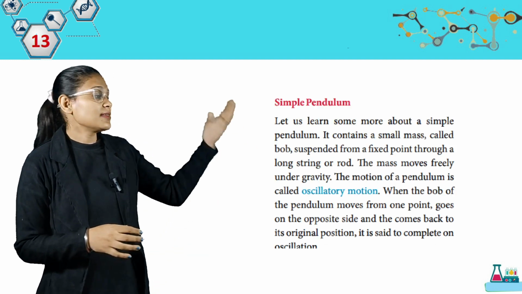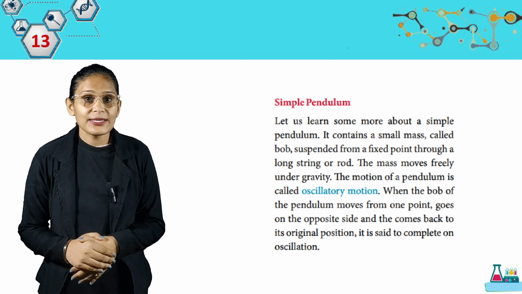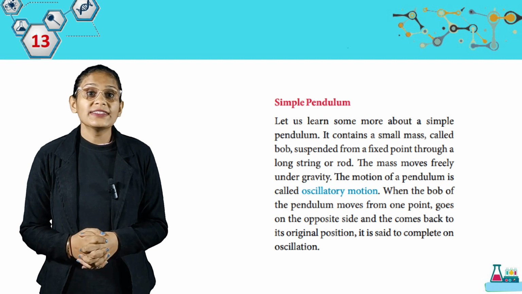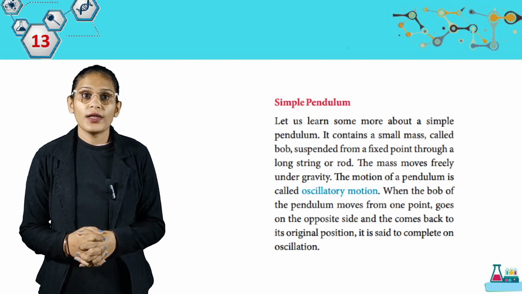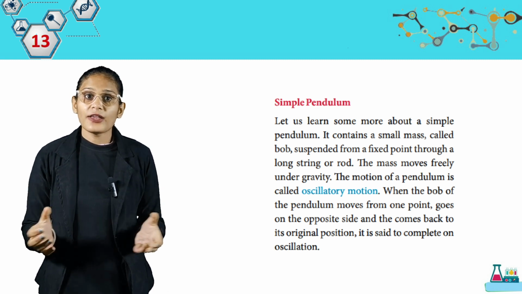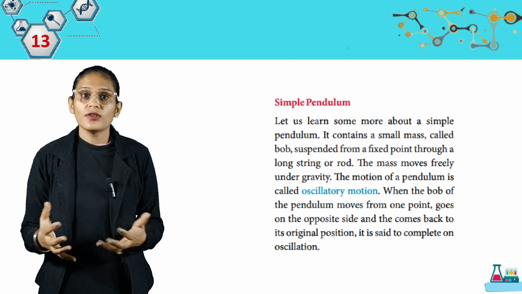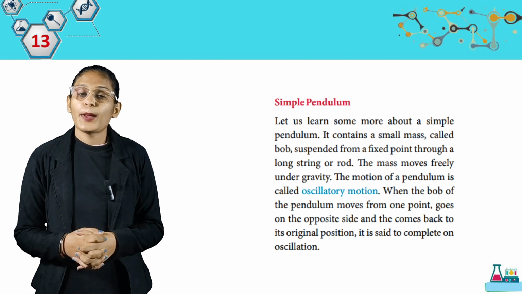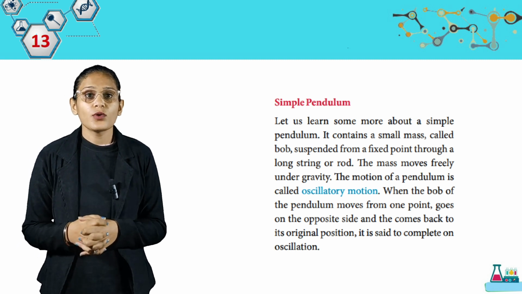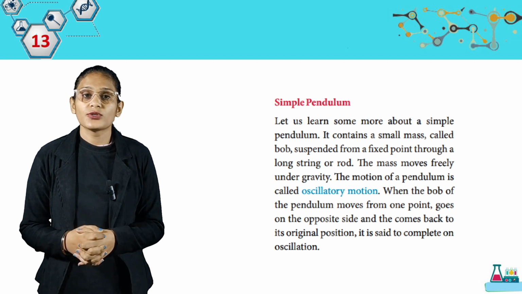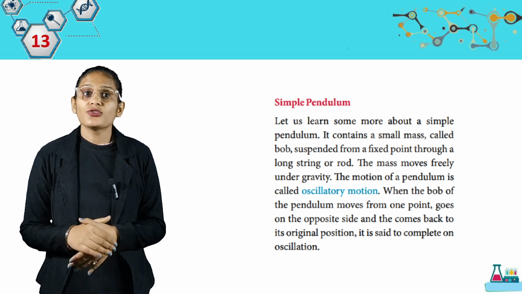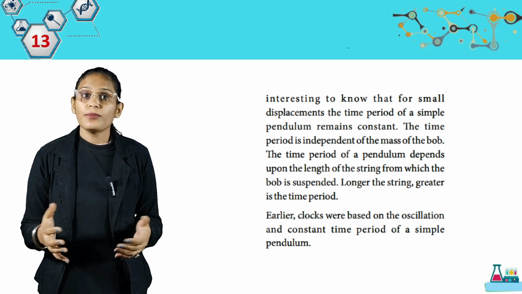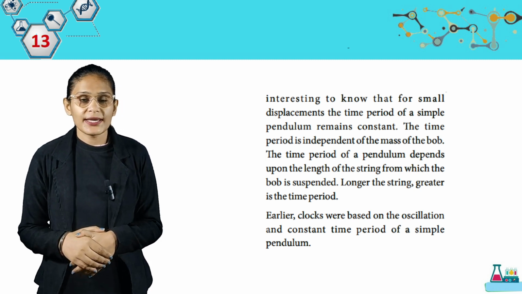Now we have simple pendulum. Let's learn some more about a simple pendulum. It contains a small mass called bob, suspended from a fixed point through a long string or rod. The mass moves freely under gravity. The motion of a pendulum is called oscillatory motion. When the bob of the pendulum moves from one point, goes on the opposite side and comes back to its original position, it is said to complete an oscillation. The time taken by the pendulum to complete one oscillation is called its time period.